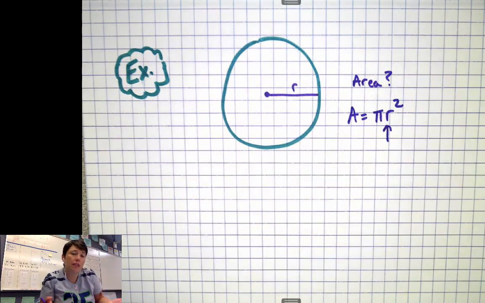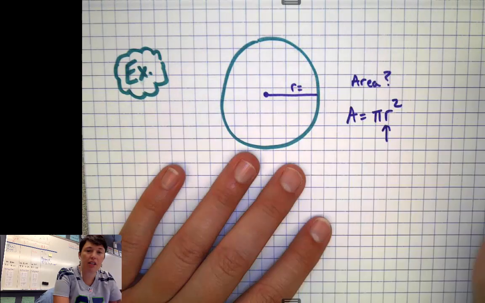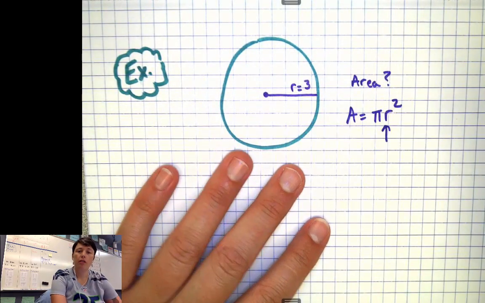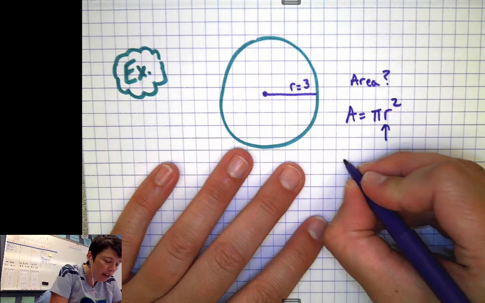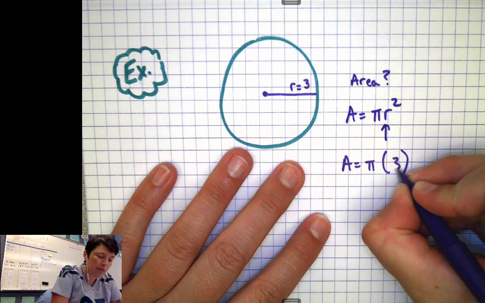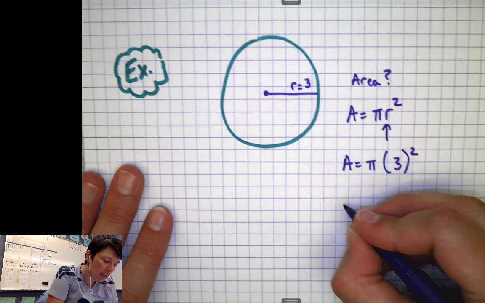So someone would have to tell me, or I would need an actual ruler or some tools to do this. I'm going to tell you that our radius is equal to 3. So we have a 3-unit radius. So let's solve this problem. Area is going to equal pi, but now instead of radius squared, it's going to be 3 squared. And 3 squared means 3 times 3. So we're going to get 9.